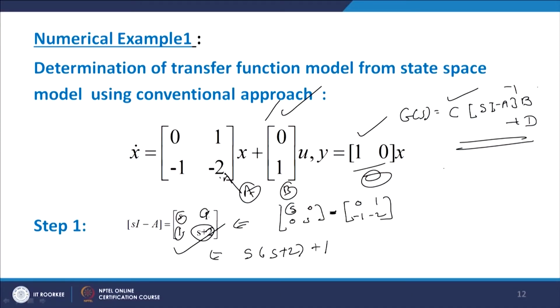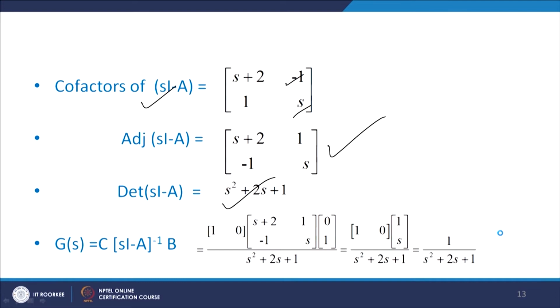Again I will proceed with this, how will we get this? We have s, minus 1, here 1, s plus 2, and how will you get it? Here s square plus 2s plus 1. So here basically it is minus 1. So s, minus 1, 1, s plus 2, we get s square plus 2s plus 1. Okay, I think you have understood. See here the sI minus A, we got [s -1; 1 s+2], so we get s square plus 2s plus 1. Now we have got the adjoint of sI minus A, the cofactor, and the determinant.